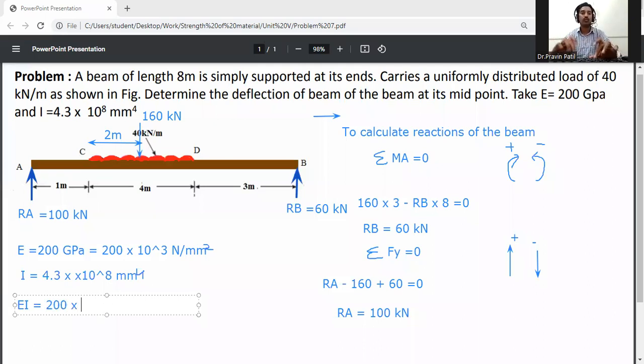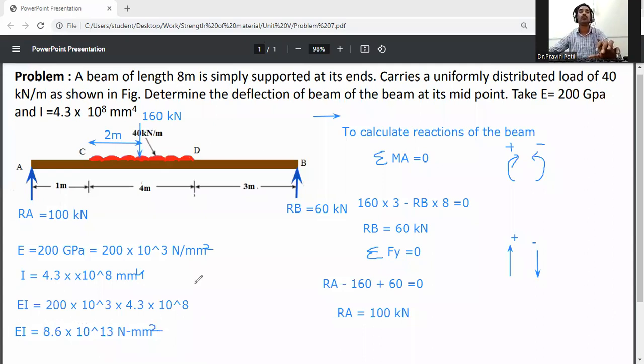So 200 into 10 raised to the power 3 into I, it is 4.3 into 10 raised to the power 8. Okay. So EI is equal to 200 into 10 raised to the power 3 into 4.3 into 10 raised to the power 8. So it will be 8.6 into 10 raised to the power 13 Newton mm square.